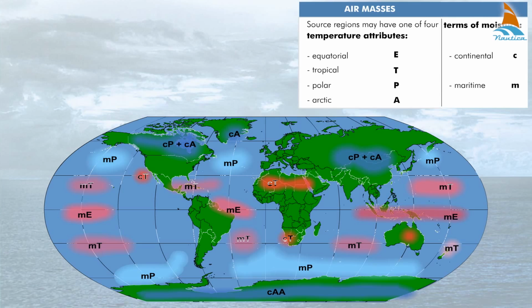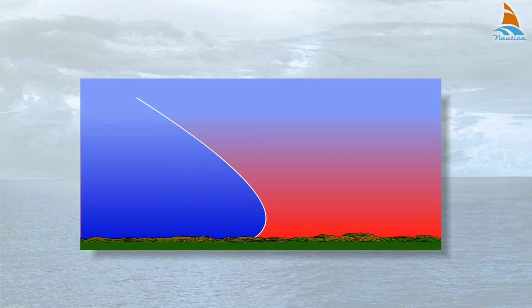For example, a tropical air mass that formed over a continent is labelled CT, and a tropical air mass that formed over the oceans is labelled MT. When two air masses with different temperatures meet, they normally develop a sharp boundary between them. The boundary area where the temperature difference becomes intensified is called a front.